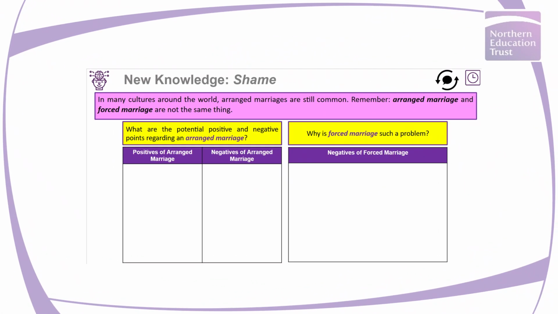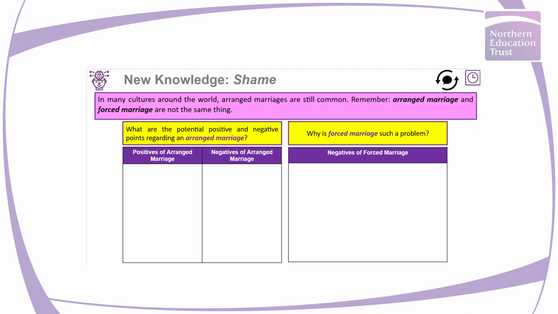In week 3, students return back to this idea of the differences between forced marriage and arranged marriage, but now their understanding's deepened, the requirement for their answers have become a bit more complex. So as before they had to think about what the two definitions meant in relation to Hermia and her situation, they now need to think, well, what are some of the positives in arranged marriage and what are some of the negatives? And equally, what are the negatives of a forced marriage?